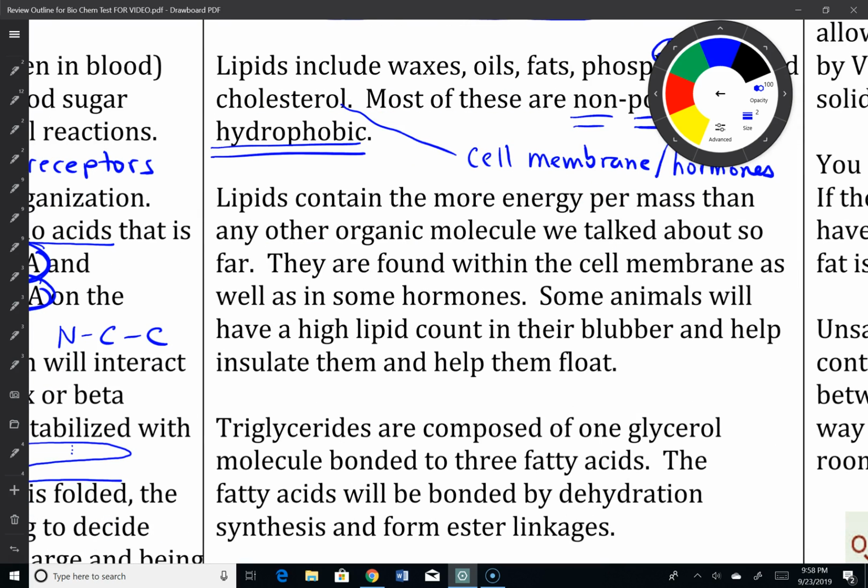Lipids are going to have a ton of energy, way more than any other organic molecule. That's why animals like whales have such large amounts of blubber that will allow them to survive long periods without eating. It will also help in buoyancy, and that means to float, and keep them warm, or insulation.